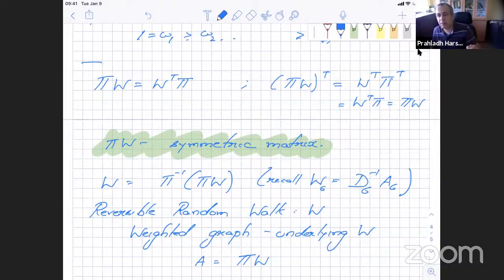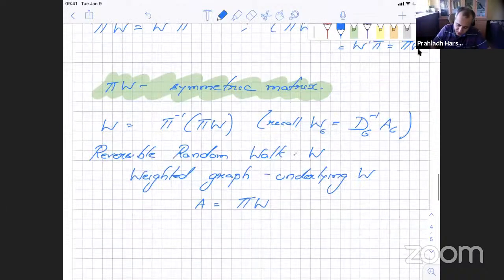We are working only with reversible random walks, which are equivalent, by our discussion, to weighted undirected graphs. Reversible random walks are weighted undirected graphs. Any questions? Okay. So reversible walks and weighted undirected graphs are equivalent notions. It's a trivial observation, but it's a useful observation.